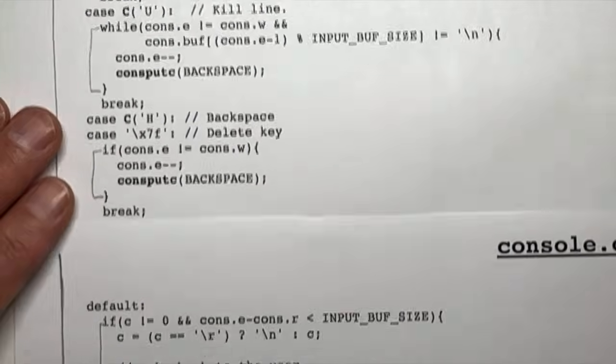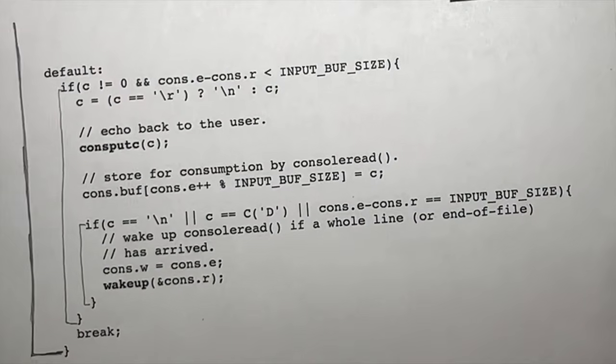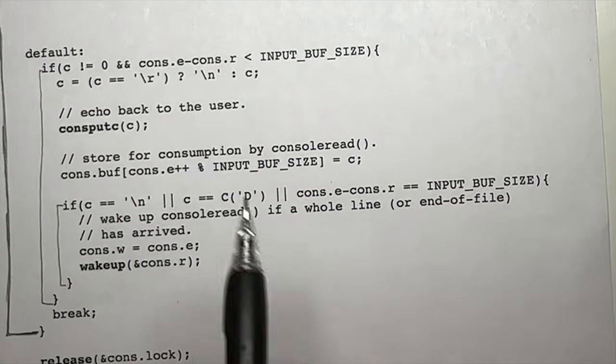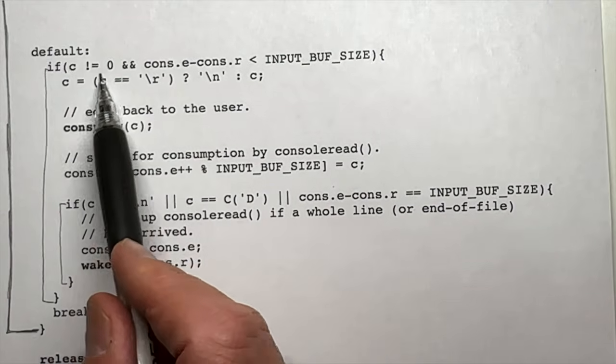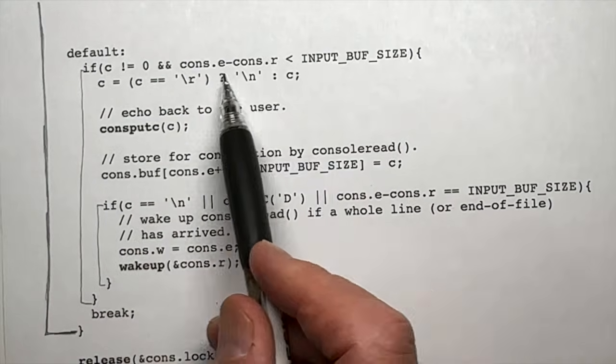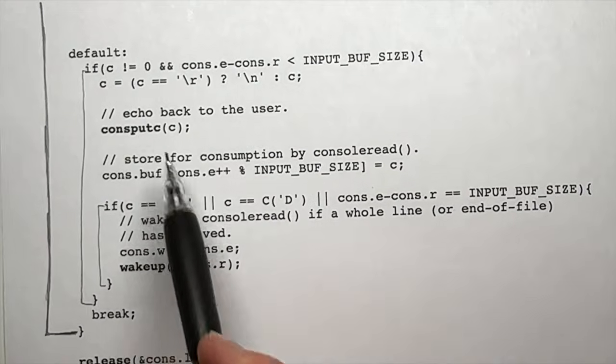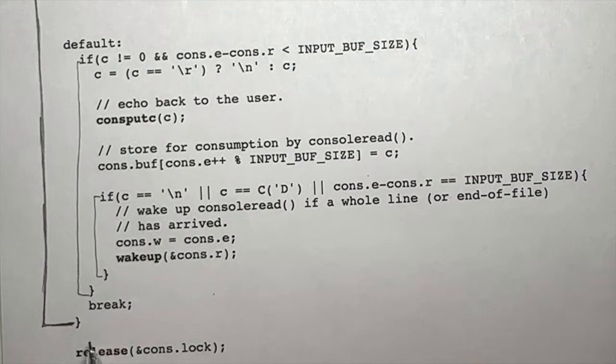Now let's look at the default case, which handles all normal characters as well as new line and Control D. First, we check whether it's the null character code or whether the buffer is completely full. In either case, we simply ignore it, effectively dropping the character.